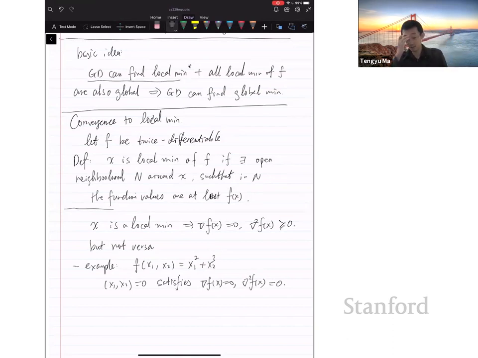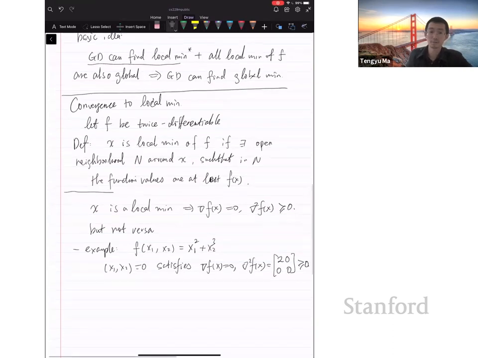Wait, the Hessian is not 0. Sorry, the Hessian is PSD, because the Hessian is a matrix. In one direction it is 2, and all the other entries are 0, so it is PSD. Okay, cool. But the origin is not a local minimum, as you can see, because if you change x2, you can make the function value smaller in the neighborhood, since x2 is a cubic function. You can always make it smaller than 0 in the neighborhood of 0.